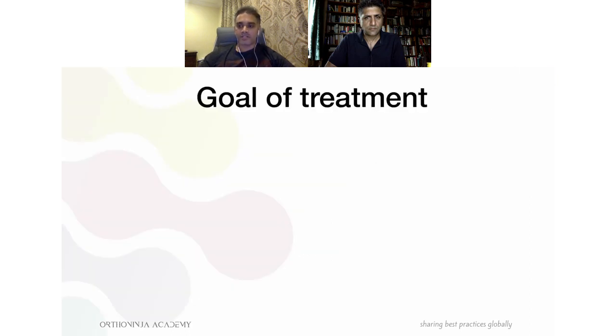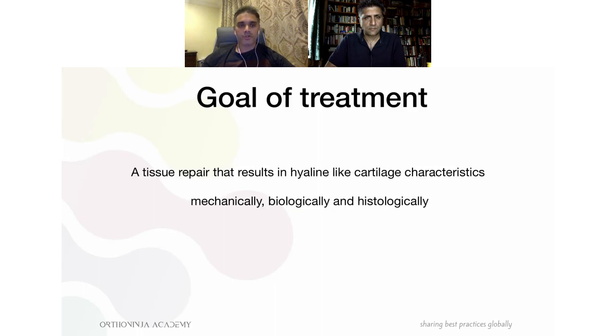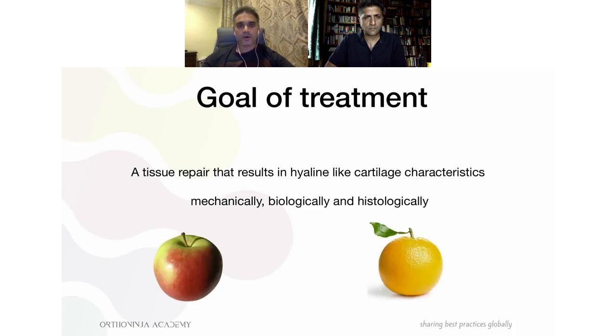So what's our goal of treatment? Essentially, what we want to do is create a cartilage repair which is as close in characteristics to hyaline properties, mechanically, biologically, and histologically. The problem, though, is that the tissue that we generate is completely different to what we would like. We just don't have the technology.